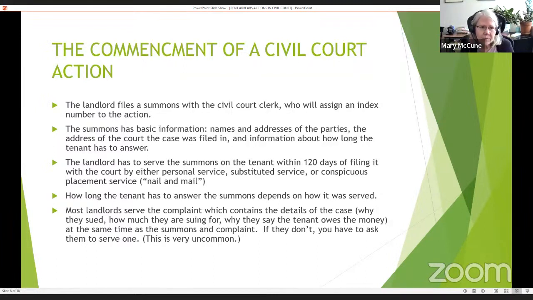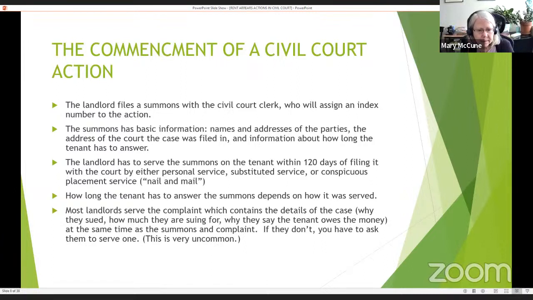And that's how you can tell: if it says summons on it, it's not a housing court case. Housing court doesn't issue summonses. So that's a clue you're not being sued in housing court, even though if you read the papers, it will say it's about rent. The landlord has to serve you with a copy of the summons within 120 days of filing it with the court. And there are 3 ways it can do that: personal service, substituted service, or conspicuous placement service, which people often call mail and mail. We're going to talk about those more in a moment.